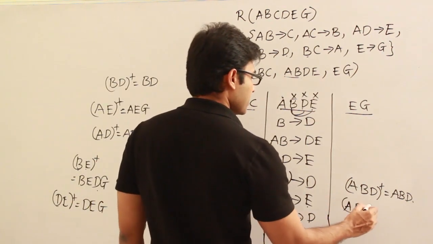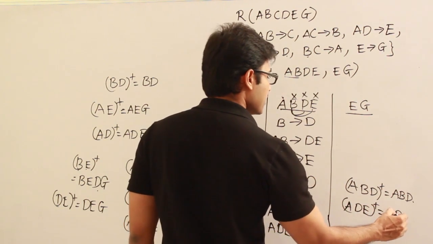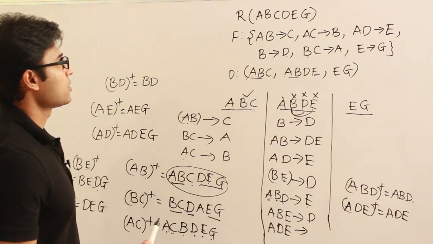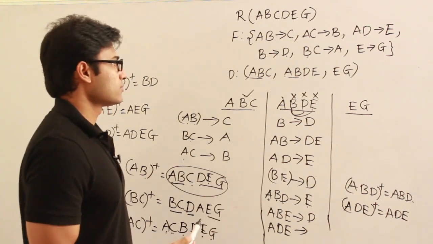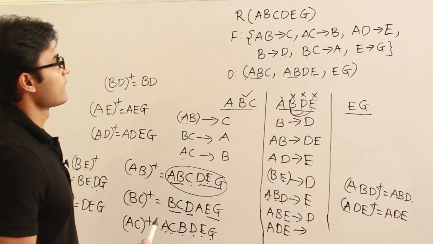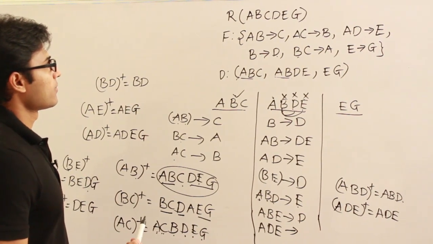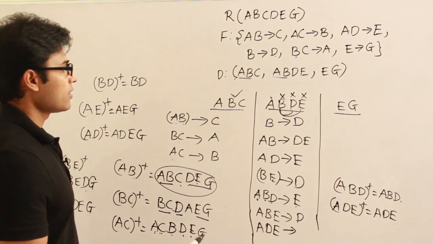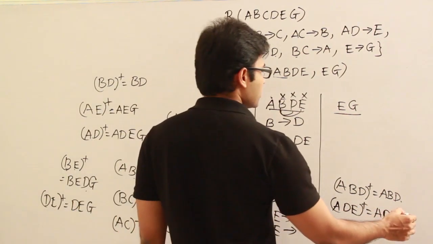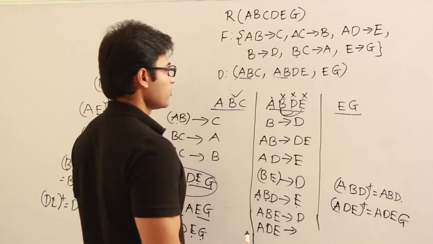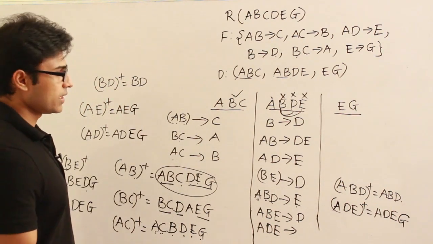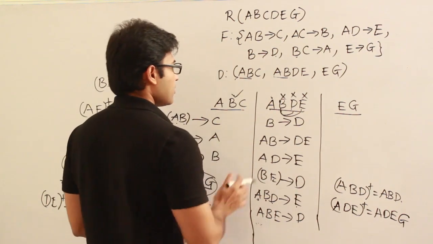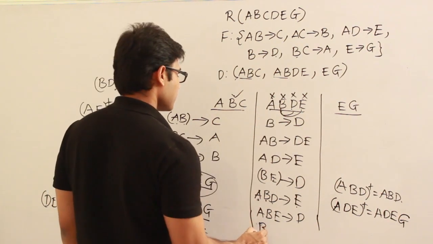Now ADE plus contains ADE, because of ADE, that's it, I think. I don't have AB, I don't have AC, I have AD, and yes, because of E I get G, that's it, and there is no B, so nothing else is going to be added because of it, right? AD is completely waste.